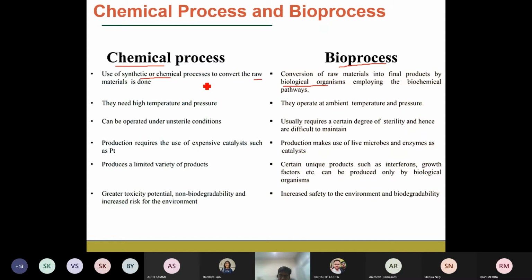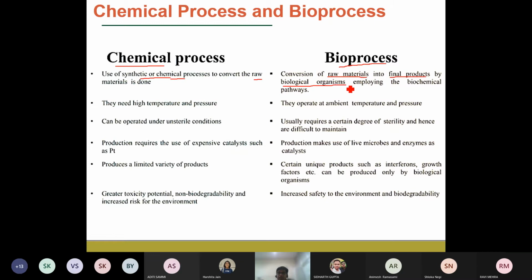In any chemical reaction, you have the reactant and the product. Sometimes in chemical reactions you need to add a catalyst, right? So you have the chemical reactants, which can be synthetic or sometimes natural chemicals, and you need to add a catalyst for the conversion of that reactant into the desired product. But in the bioprocess, you need to provide a raw material. The raw materials are nothing but the growth media components, and the final products are actually produced by the biological organisms.